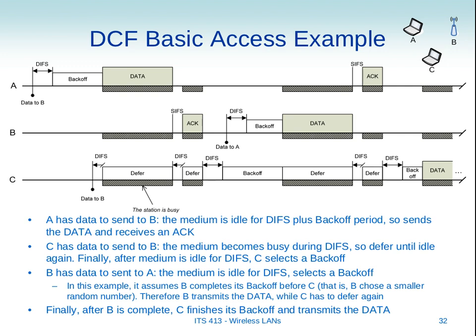A receives the data. When A has received the data in its entirety, it waits for a short interframe space and sends back the ACK. So from here, data to A, to here, the ACK is received. The second data frame has been sent from B to A. There are two examples of a success.